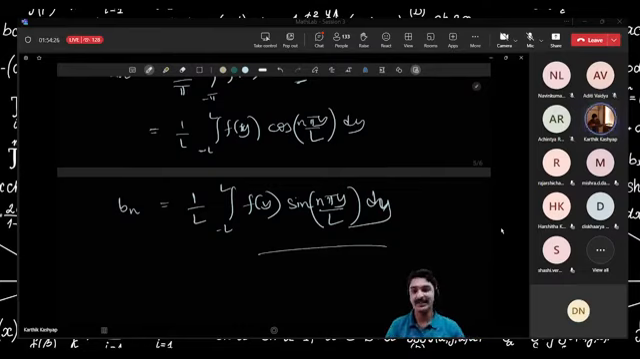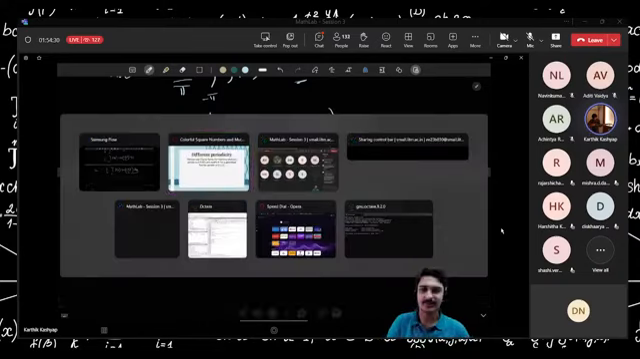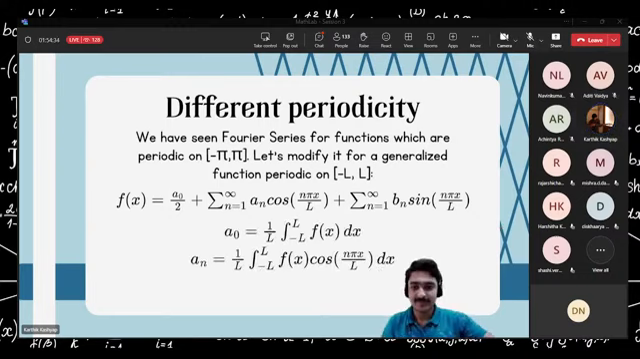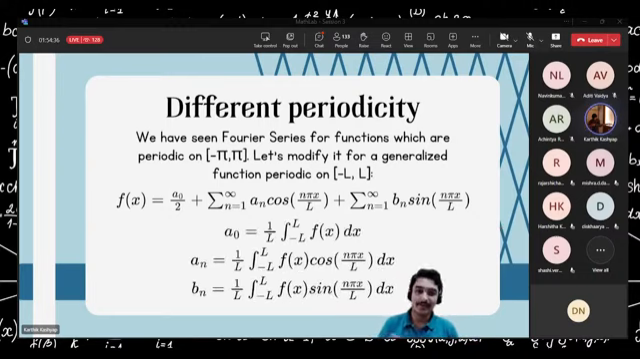There are other properties, like when you shift the periodicity by some x naught. I'm not going to go over that. You can do the same. It is again f of x is a naught by 2 plus summation an cos n pi x by L plus summation bn sine n pi x by L. So again, for a naught also, just replace pi by L. This is what we got.